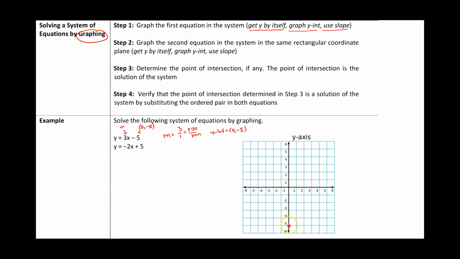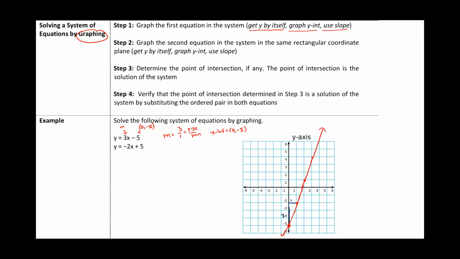So from the point (0, negative 5), I'm going to go up 1, 2, 3, and I'm going to go across 1. So my rise is 3 and my run is 1. So once I do that, I have my point. Now do it a couple more times. So go up 3 over 1, go up 3 over 1. And once I have a bunch of points, then I can connect them and make my line.